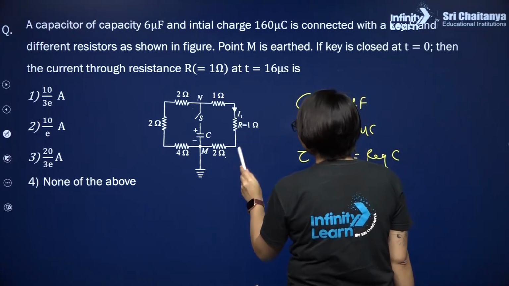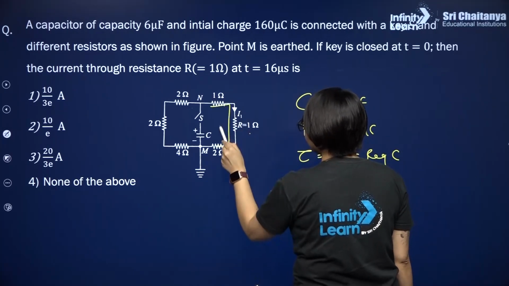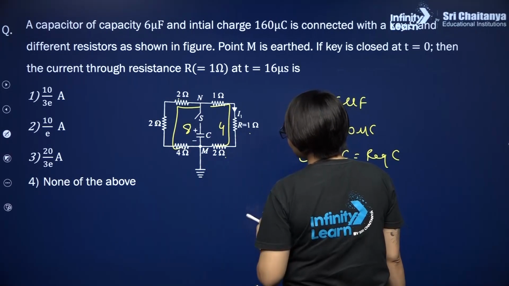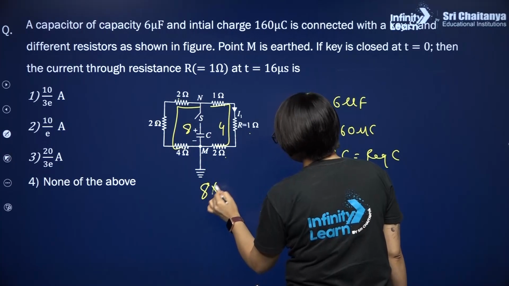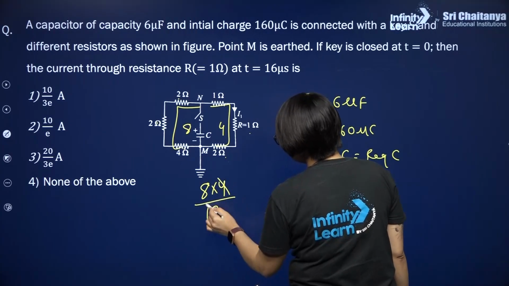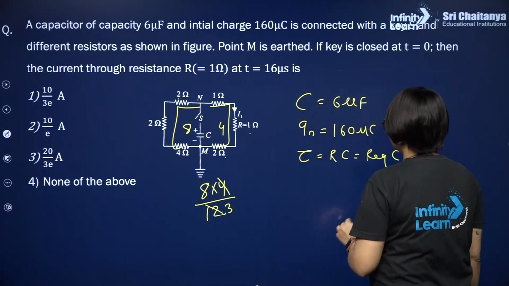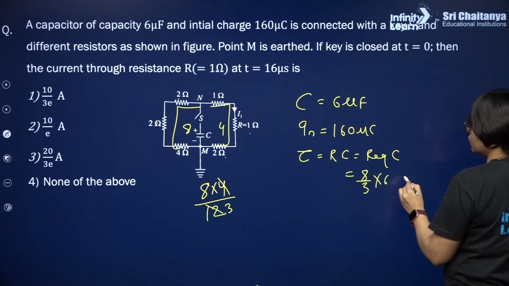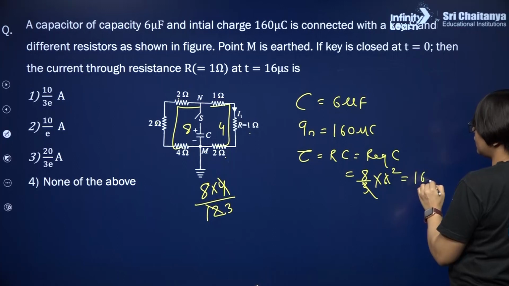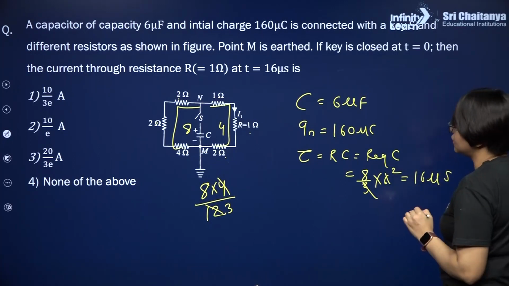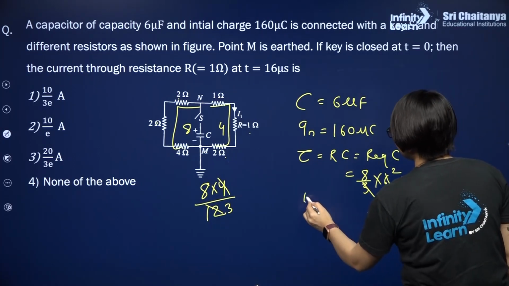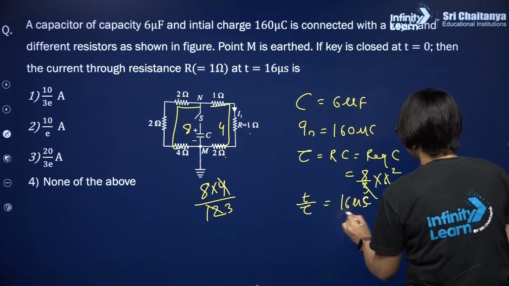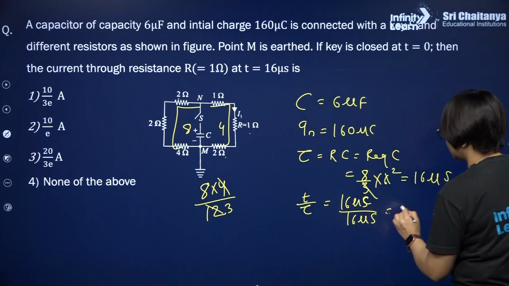It is 2, 1, 1. This is 4. This is 4, 2, 2. This is 8. 4 and 8 are in parallel. So, R equivalent will be 8 into 4 divided by 8 plus 4, so that is 8 by 3 ohm. So, this is 8 by 3 into C, which is 6, so this will be 16 microsecond. So, over here t upon tau will be 16 microsecond divided by 16 microsecond, that is 1.